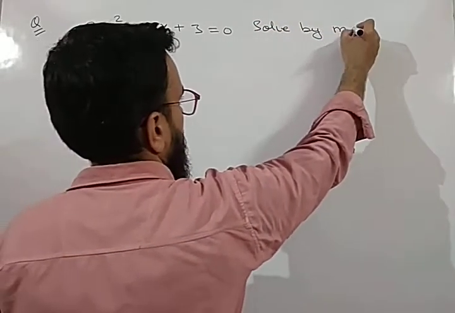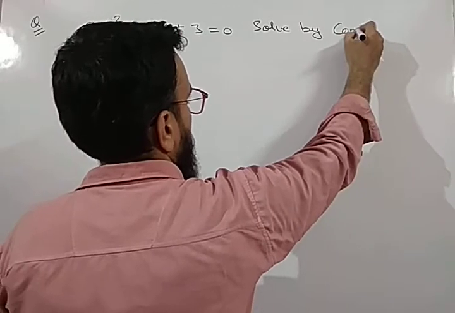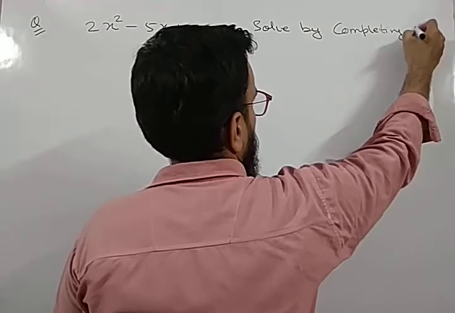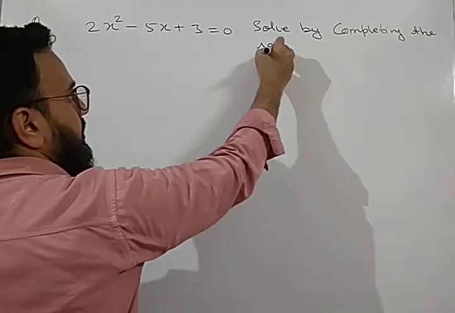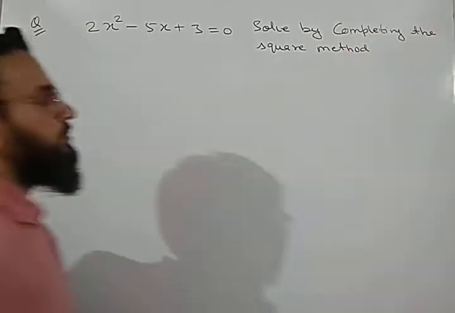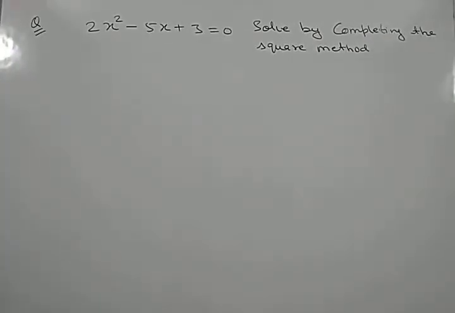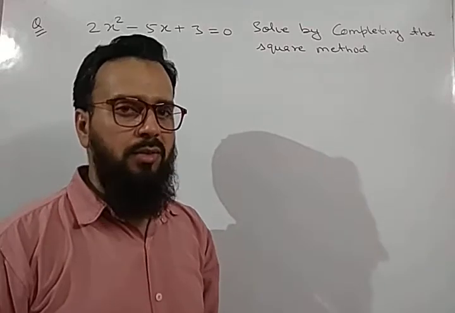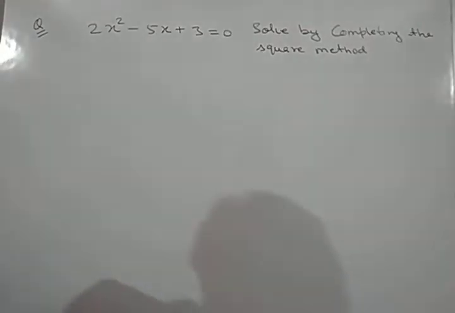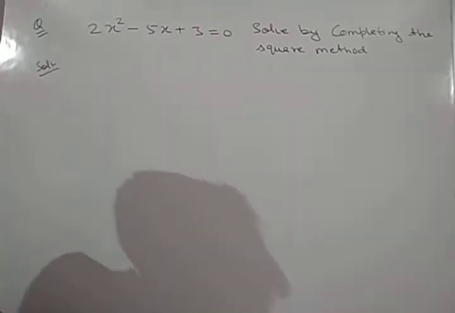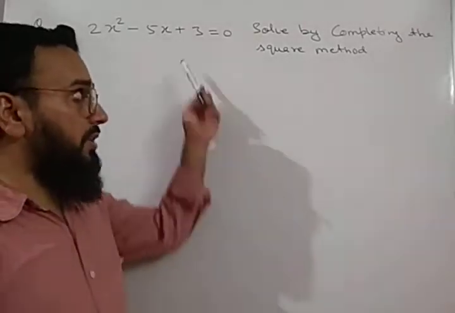by completing the square method. Solve by completing the square method. Okay, so it can be said completing the square method or making the perfect square method. Both are same. So let us start. You have to remember all the steps which I told you. If you know the steps, then you can solve it very easily.